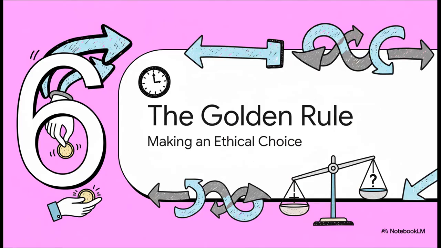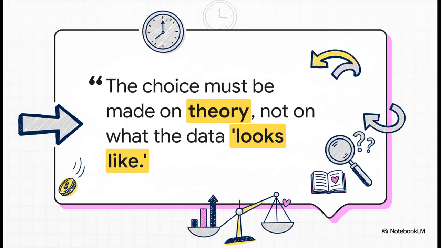Which brings us to our final and, frankly, most important section, the golden rule for making this choice the right way. This is it. This is the single most important takeaway from all of this. The decision to use a one- or two-tailed test must be based on your theory and your research question before the experiment even begins. Letting the data guide your choice after the fact isn't just bad practice, it's cheating.